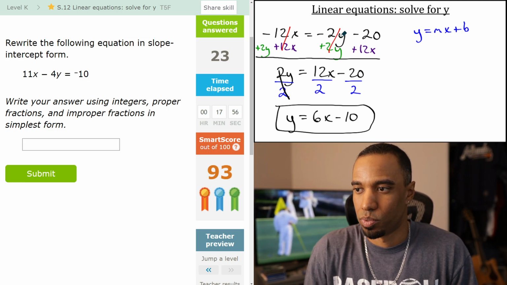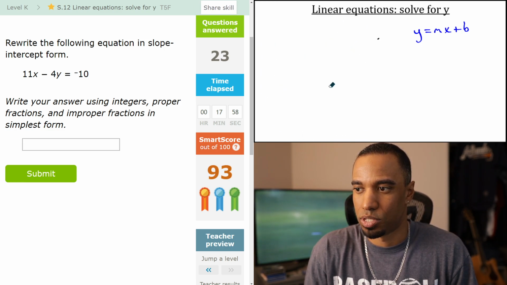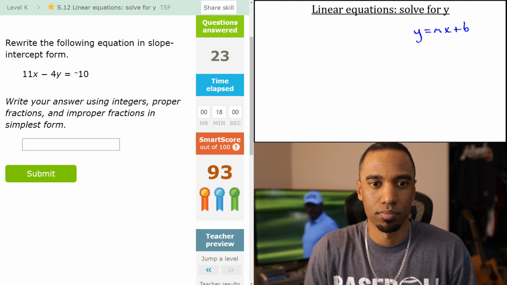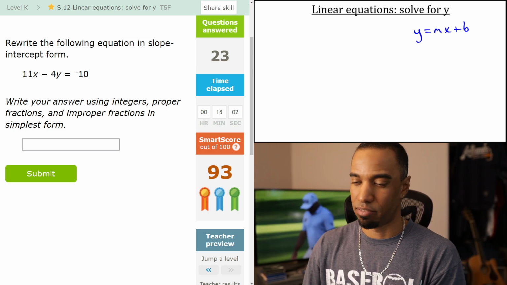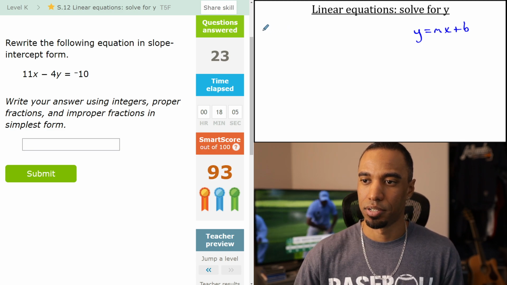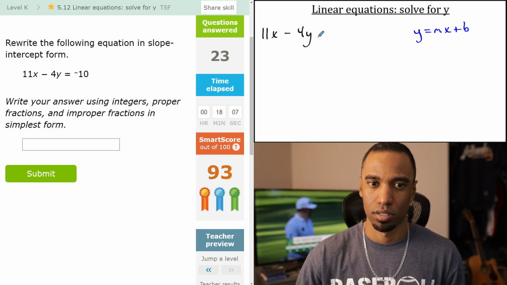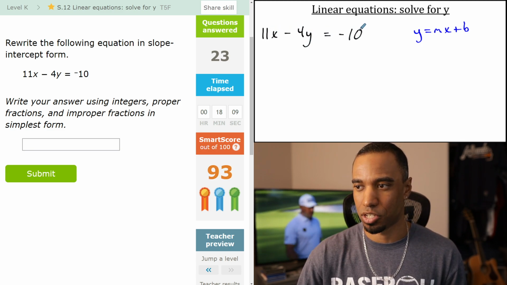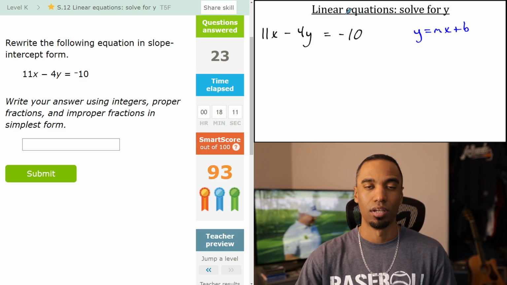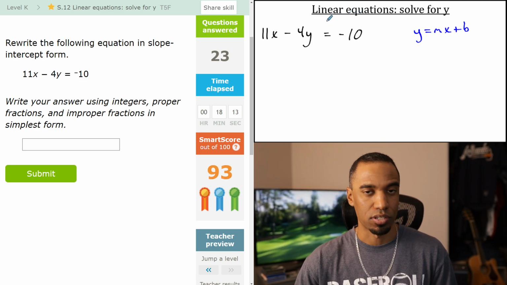All right, because we're dealing with fractions and because of two steps and all that, let's go ahead and write it down. So 11x minus 4y equals negative 10. This is standard form by and large. You'll notice all these standard form-esque problems, even though some of them aren't exactly, you have no parentheses, you have no fractions to begin with.